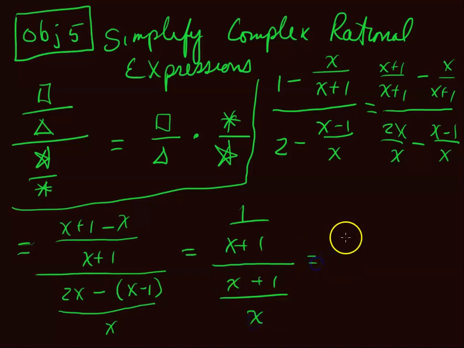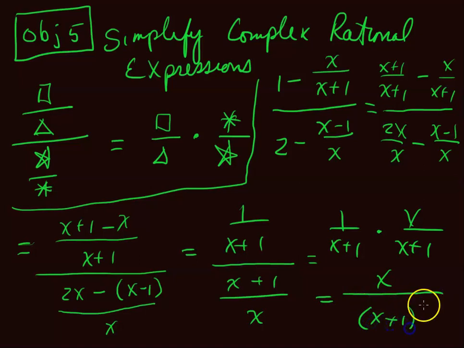But we want to invert and multiply, right? So 1 over x plus 1 times x over x plus 1. And we can even just sort of write it almost that way. This x plus 1 might be good to write as x plus 1 squared because we're multiplying it together. That is our final answer.